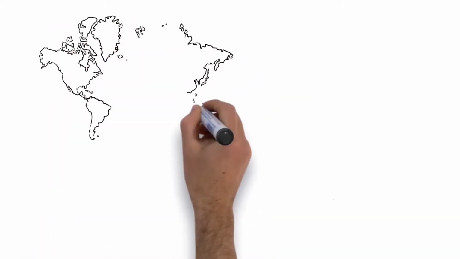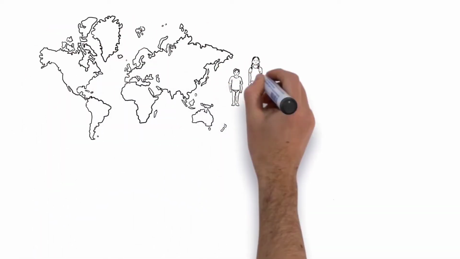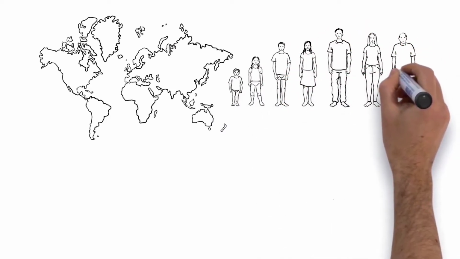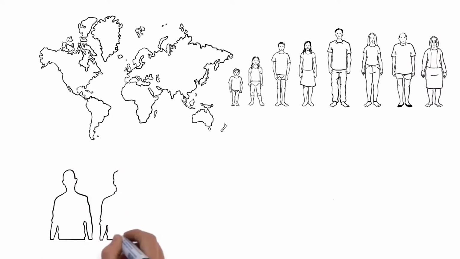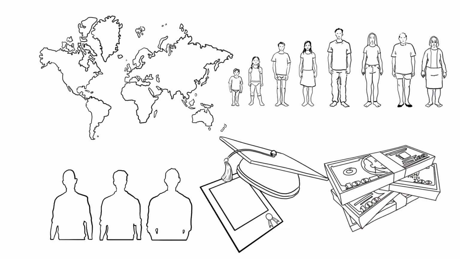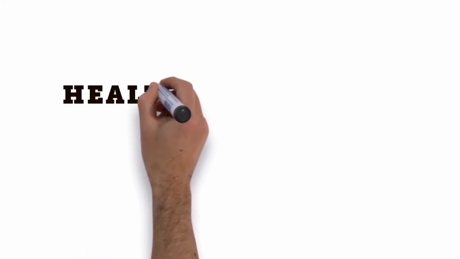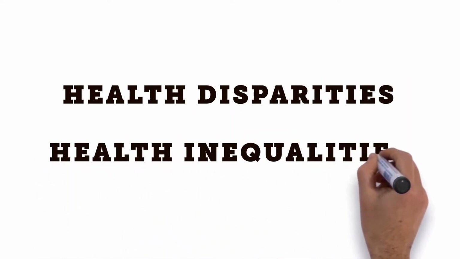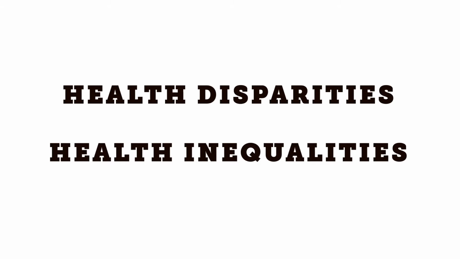When we look at health data on community, state, national, and even global levels, we can see that some groups of people experience higher levels of illness, poorer quality of life, and earlier death in comparison to others. Groups can be defined in many ways. Some common examples include geographic region, age, ethnicity, education, and income level. These differences in health between groups are referred to as health disparities or health inequalities.